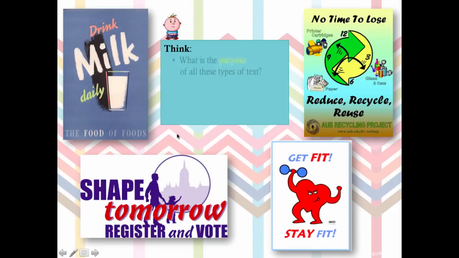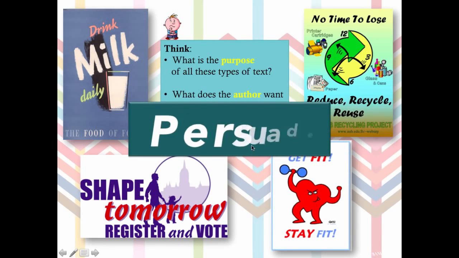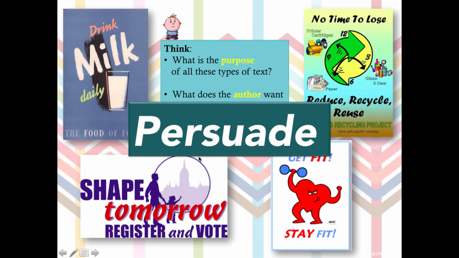Now let's think. What is the purpose of all these types of texts? What does the author want the reader to get from these texts? Why do you think the authors of these various things wrote them? What was the purpose? Well, the authors were trying to persuade us to do something.